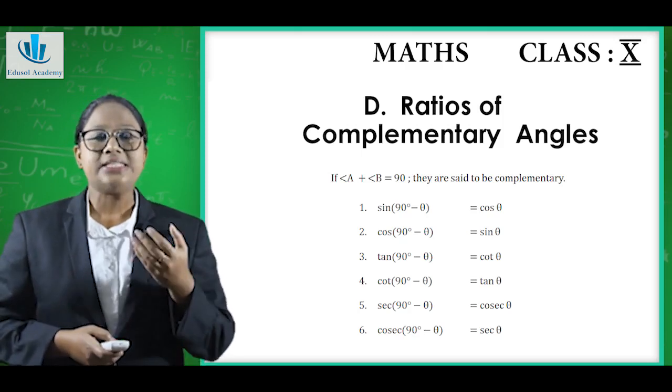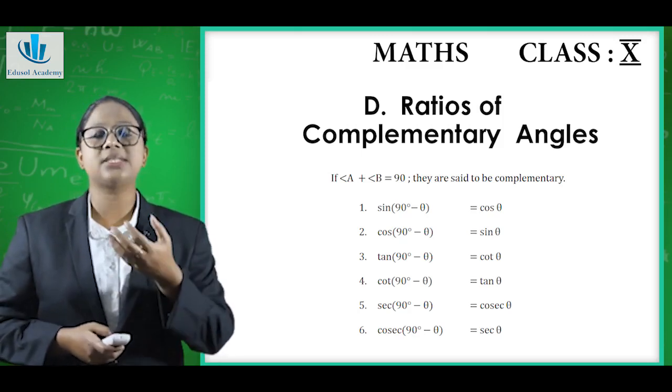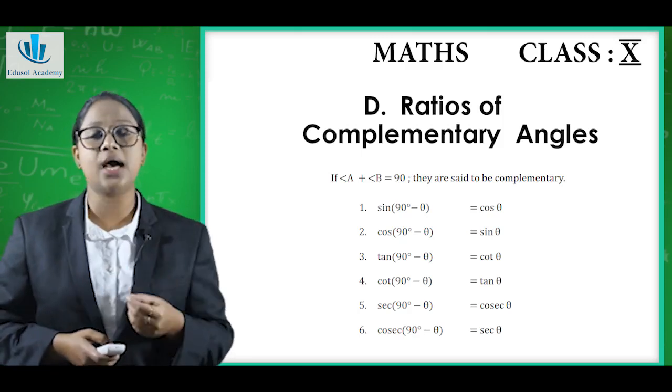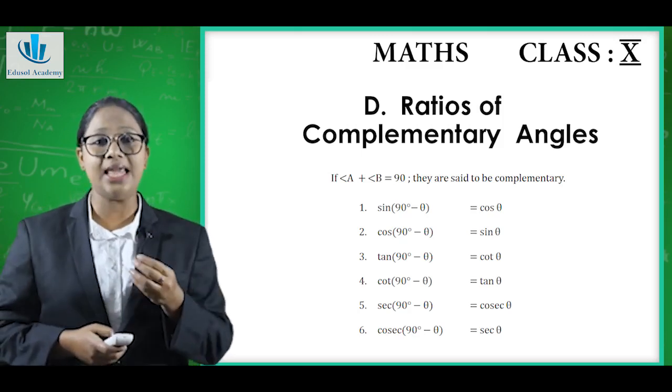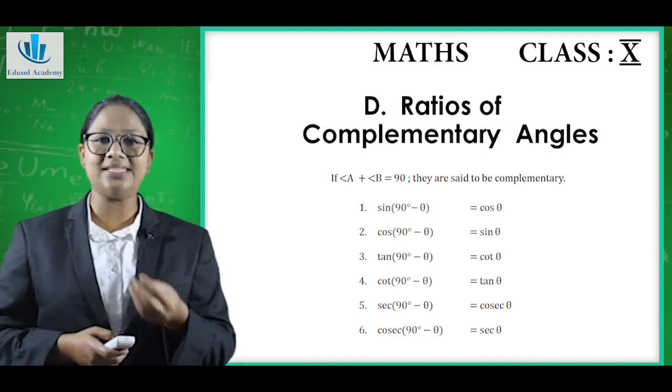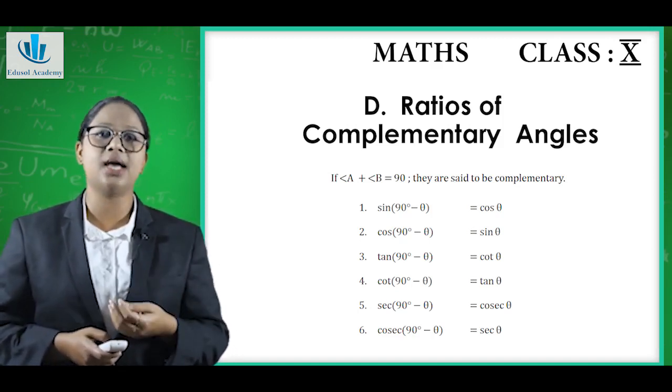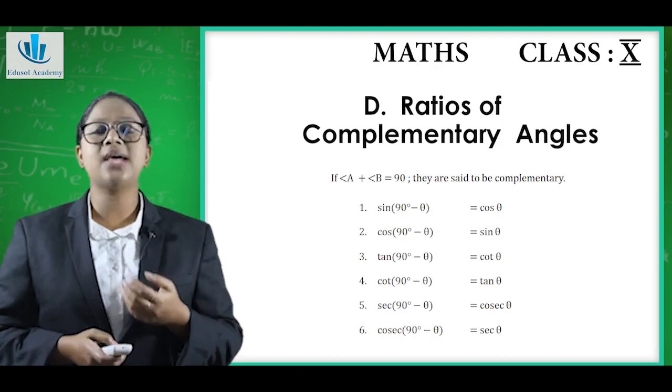Now let's see, sine 90 minus theta is equal to cos theta. Theta is a Greek letter, indicating an angle. So sine 90 minus theta is equal to cos theta. Let's have a look at that.